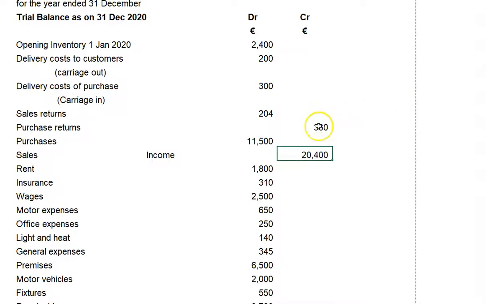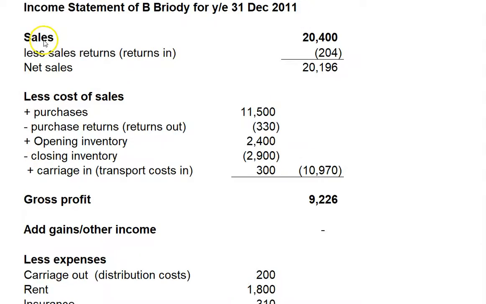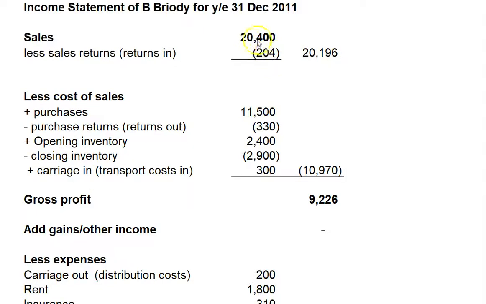And purchase returns reduces purchases. So the only income account is sales. So that sales will be the first line in our income statement. And if there are any sales returns, here they are here, €204, they'll reduce the sales figure. So here's our starting point, sales less sales returns. Sometimes that's called returns in. And we just get a net figure 2196. So your sales less sales returns gives you a net sales figure of 2196.